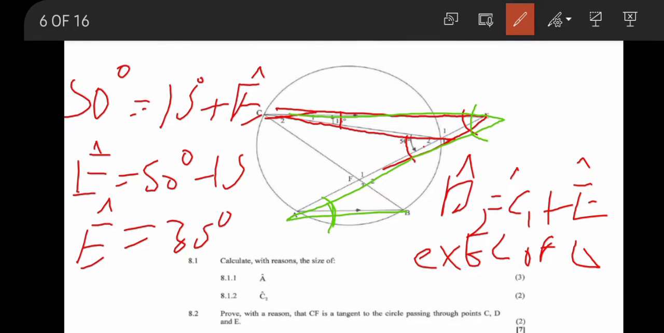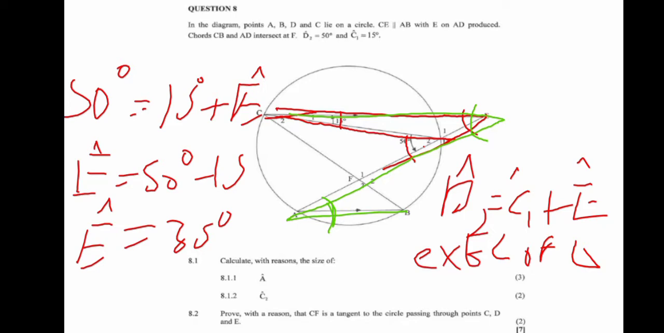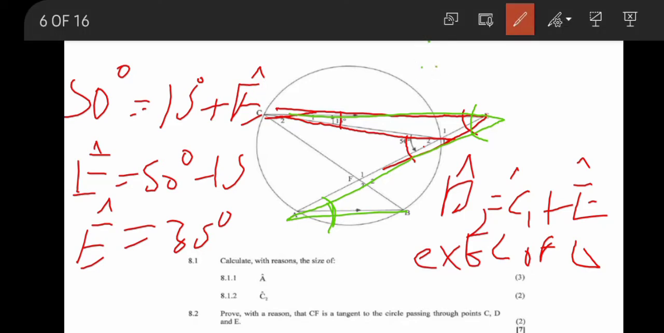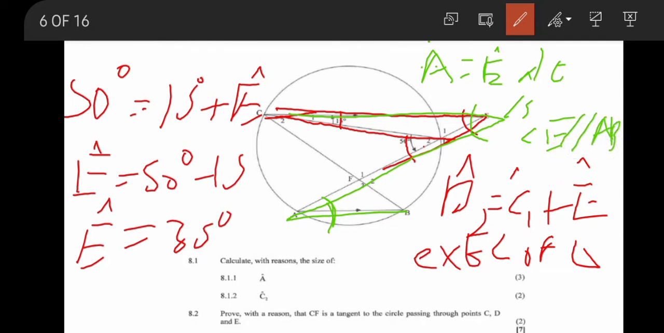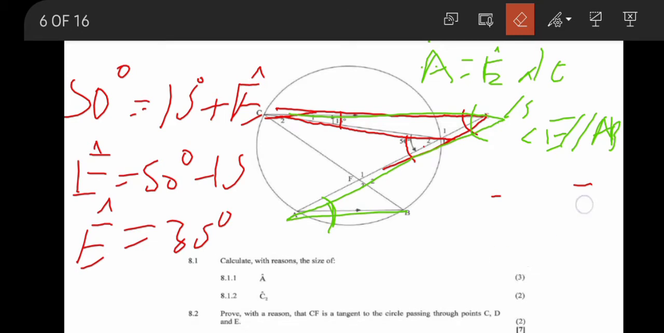Why? Because these are alternate angles. Then I say A is equal to E. What's the reason? Alternate angles, for which parallel lines? CE parallel to AB, right? Therefore, what's my A? Therefore, my A is equal to 35 degrees, right? And that's how you could have solved that one.